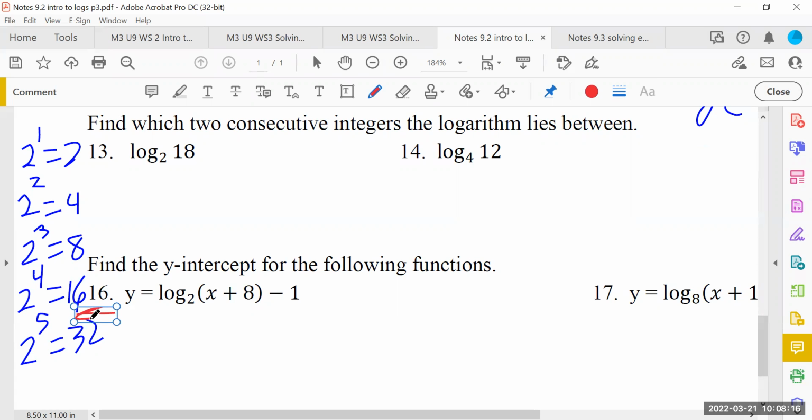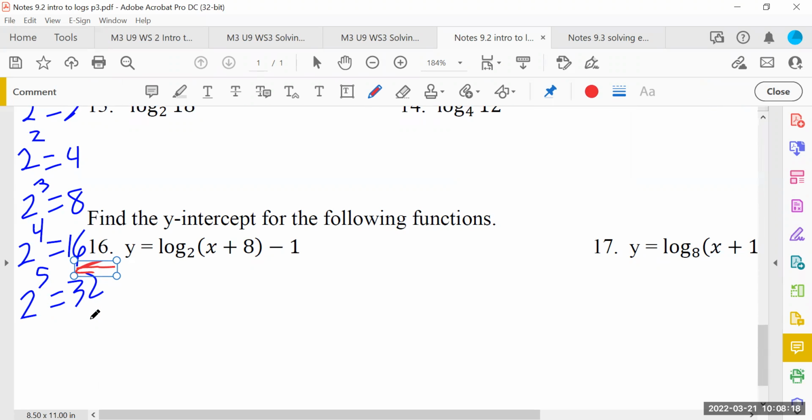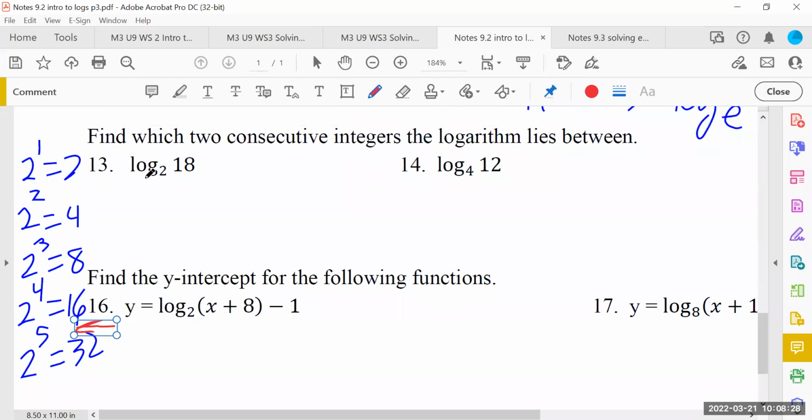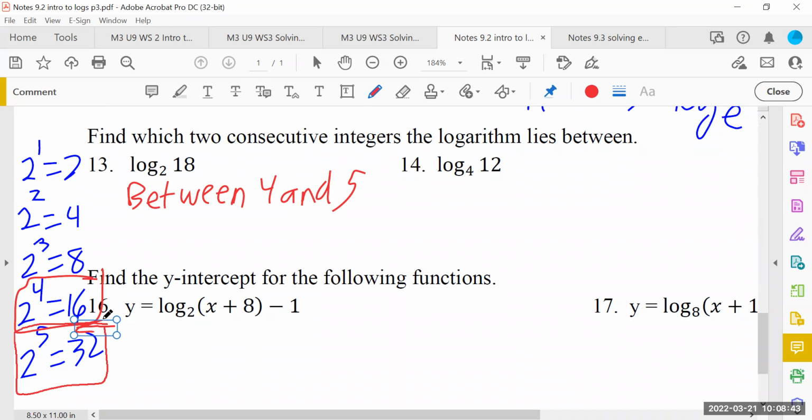Does that make sense? 2 to the fourth power is 16. That's too small. I want 18. 2 to the fifth power is 32. That's too big. So I skipped over my answer. All I need from you here then is to say that the answer is between 4 and 5, those two exponents. It's between 2 to the fourth power and 2 to the fifth power.